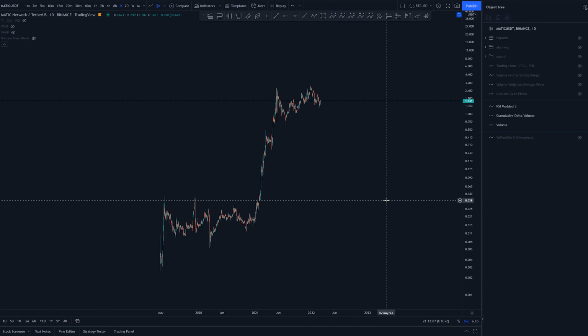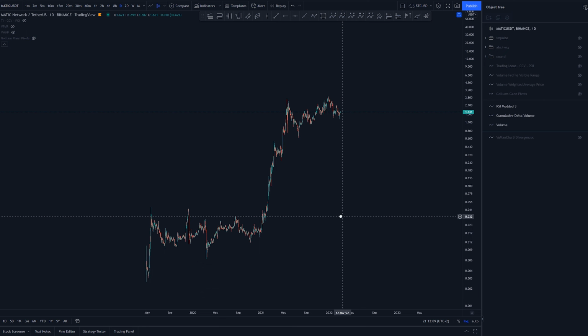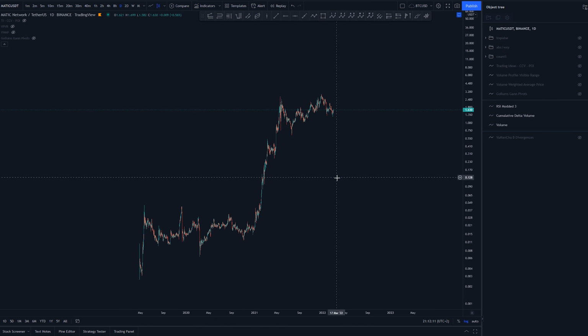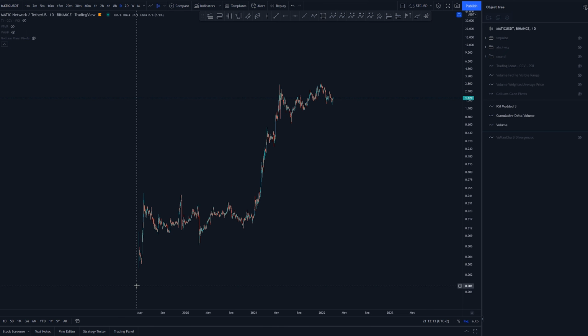Now let's get right into the MATIC charts. Currently 1 day time frame. This chart is from around April 2019. I couldn't find any price history back here, so this is what we're going to deal with.